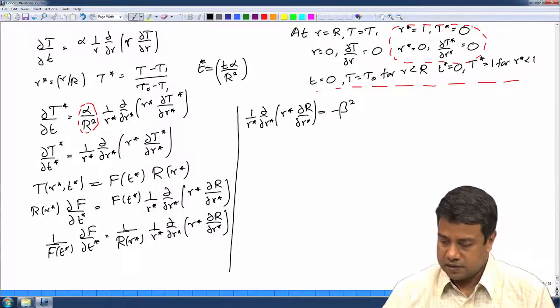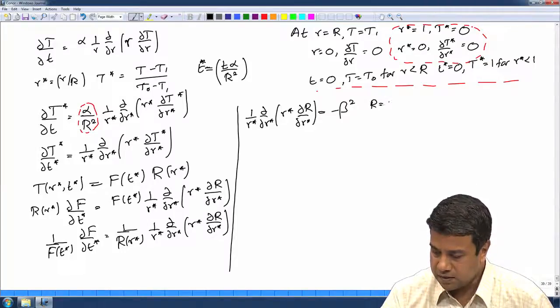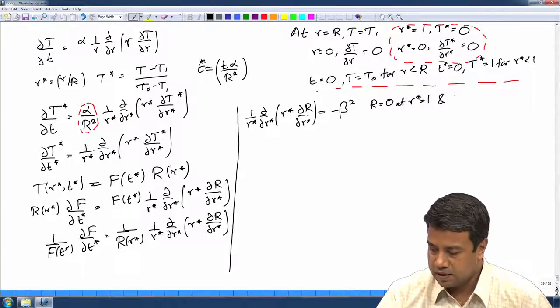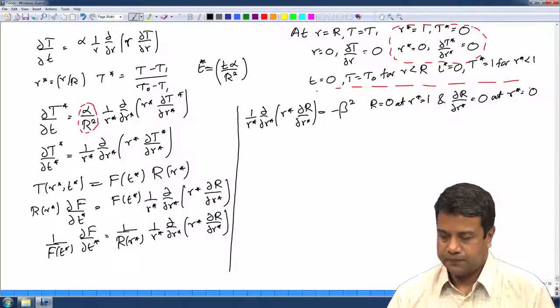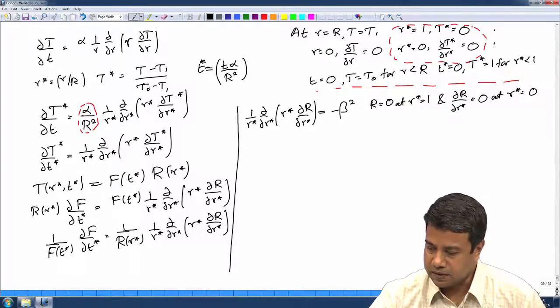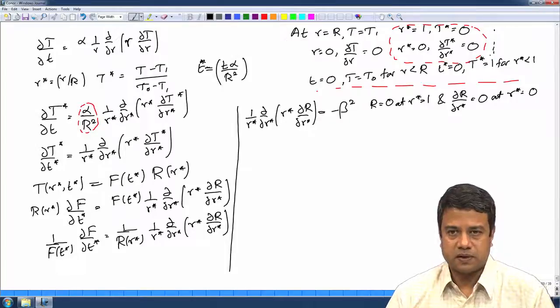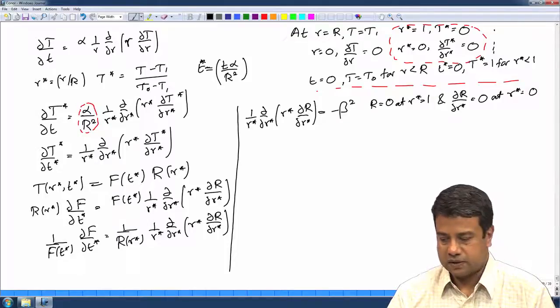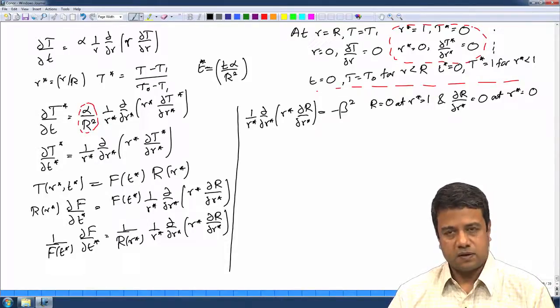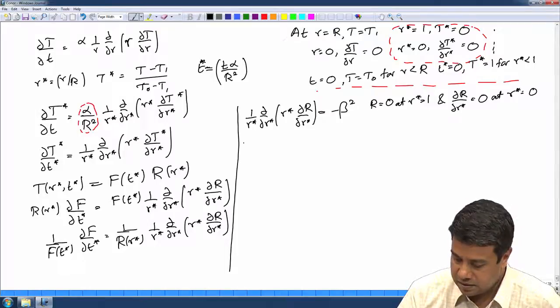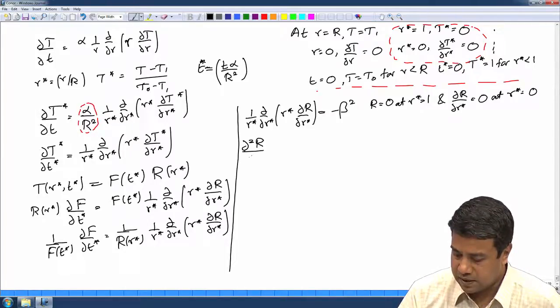With boundary conditions, R is equal to 0 at r star is equal to 1 and partial R by partial r star is equal to 0 at r star is equal to 0. Those just come out of these boundary conditions. These are two homogeneous boundary conditions. So, therefore, for the radial variation I have to solve this equation. I can expand this out.